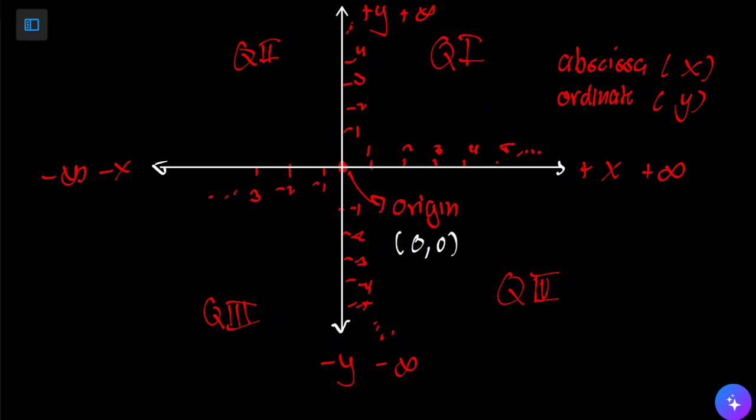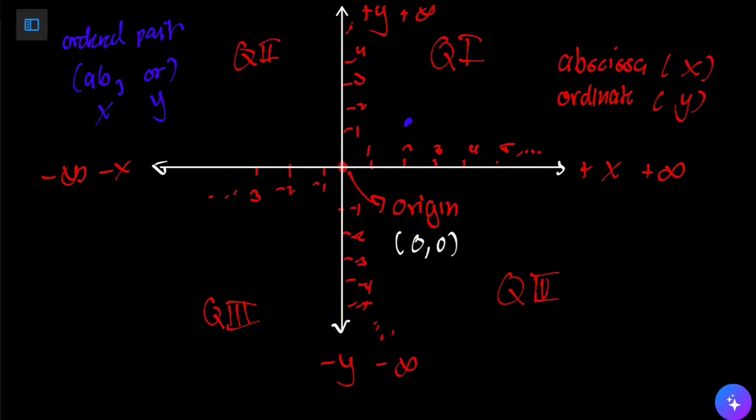Another thing: when you combine your abscissa and your ordinate, you form what you call in mathematics an ordered pair. Your ordered pair usually describes the location of a certain point along the Cartesian plane. As we said, your abscissa is your x distance, and your ordinate is your y distance. So let's say you have a point here.